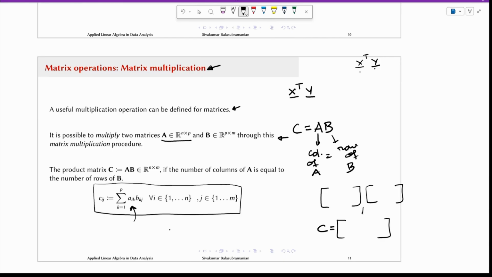using this formula. And when you multiply an n cross p matrix with a p cross m matrix, the resulting matrix will be, the common dimensions disappear. What you end up getting is n cross m. Okay.